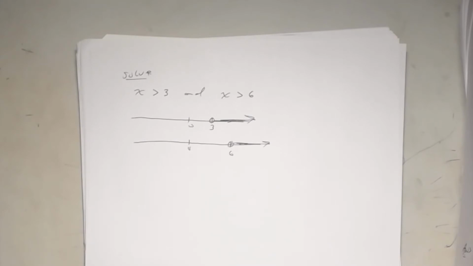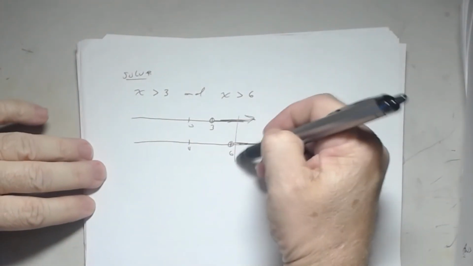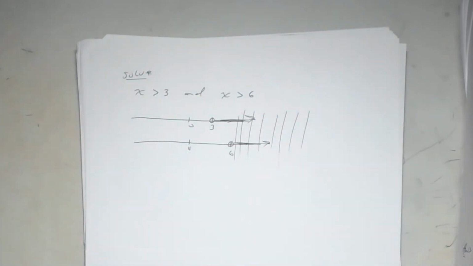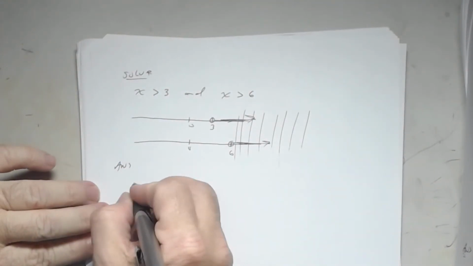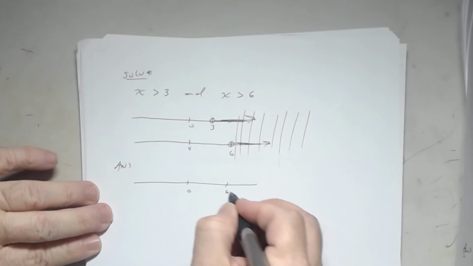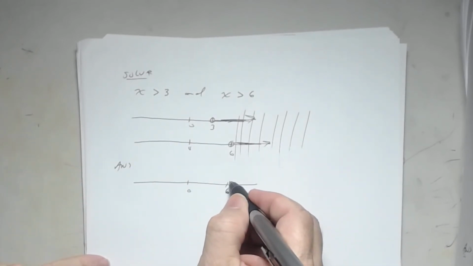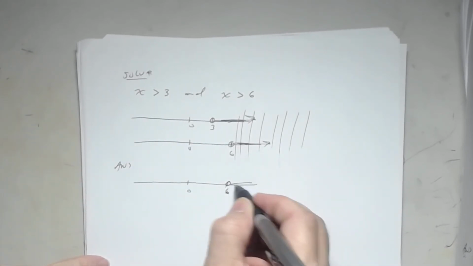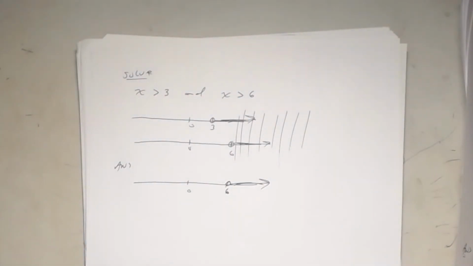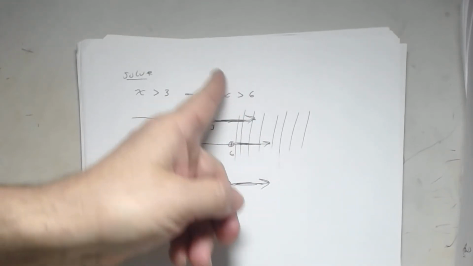Don't make it difficult. When you see the word "and," what do you look for? Where they intersect. Where do those two graphs intersect? From 6 to infinity. That's where they intersect. So your answer, your graph: here's 0, here's 6, open or closed circle? Open. Going which way? To the right. So there's your graph. Only those numbers that are shaded are a solution to this compound inequality.